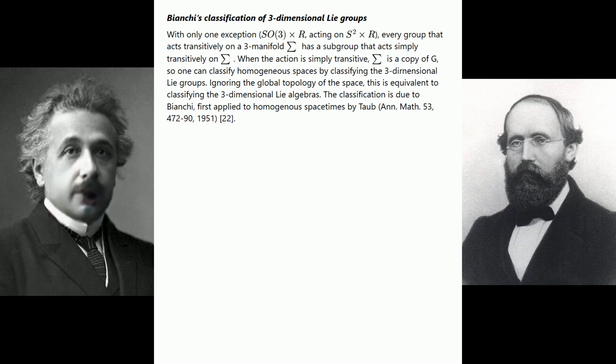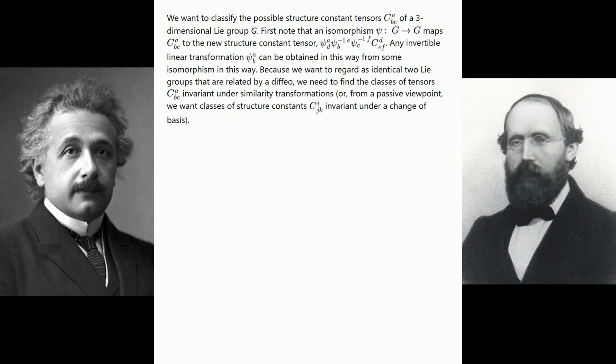Ignoring the global topology of the space, this is equivalent to classifying the three-dimensional Lie algebras. The classification is due to Bianchi, first applied to homogeneous spacetimes by Taub, 1951. We want to classify the possible structure constant tensors C_bc^a of a three-dimensional Lie group G.